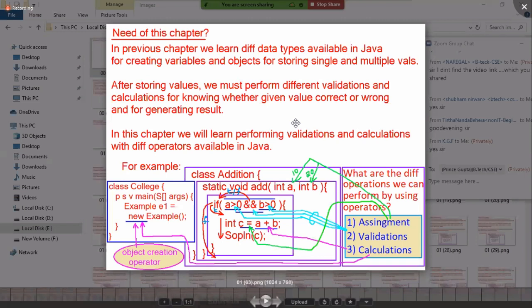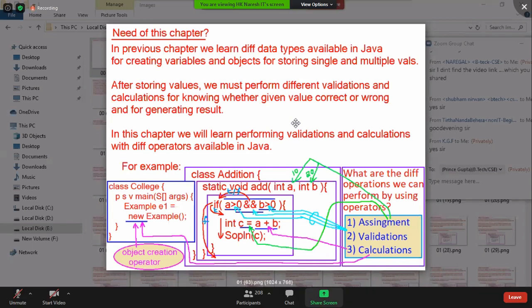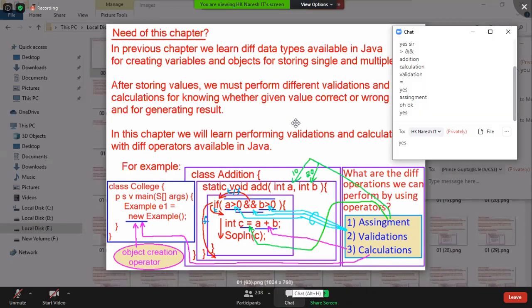You take any operator, all operators come under any one of these three operations only: assignment operation performing operators, validation operation performing operators, and calculation operation performing operators. Three types of operators. Can I hope all of you got a clear picture on this topic?